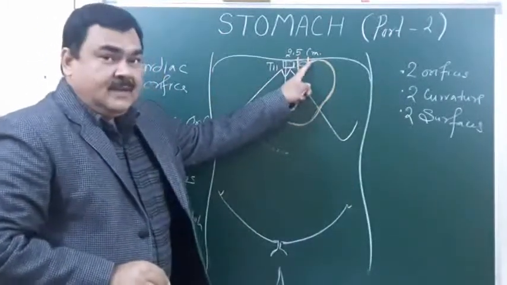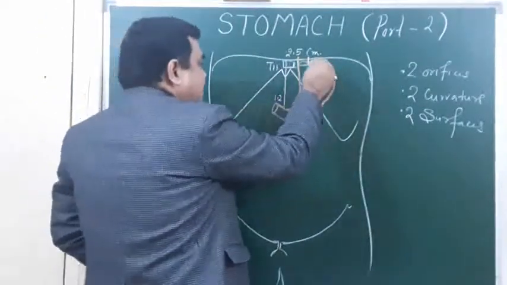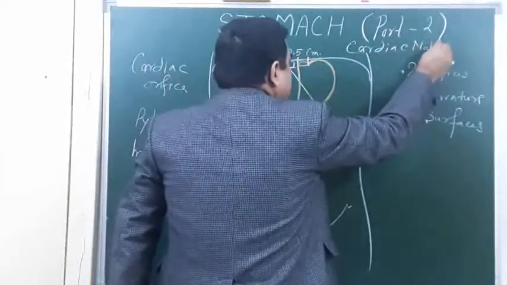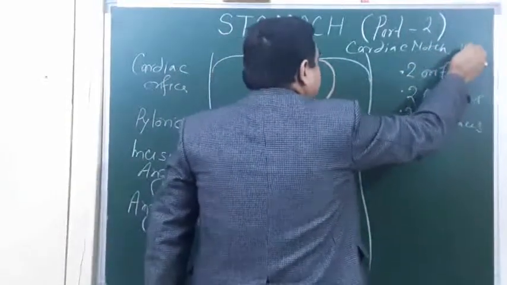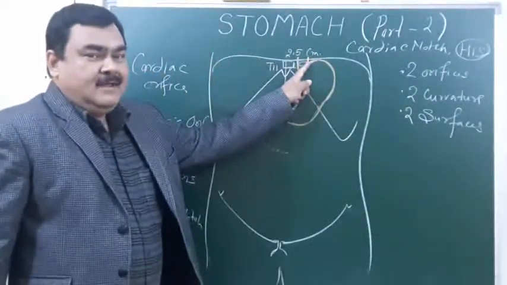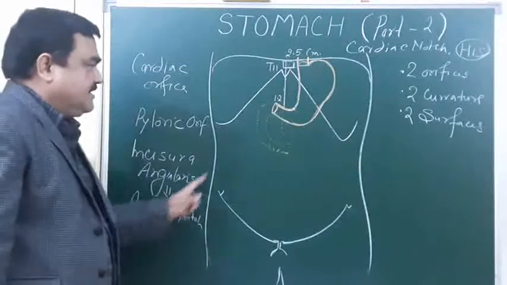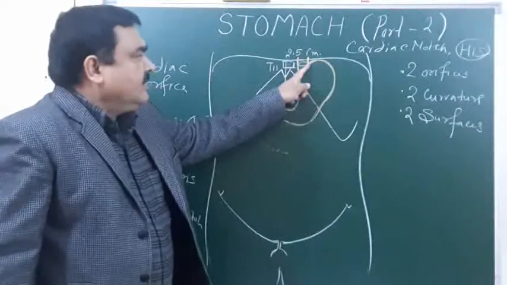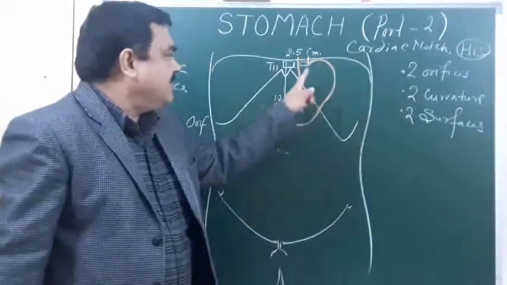Here another notch is present that is known as the cardiac notch, or angle of His. This is the angle of His or cardiac notch. So along the lesser curvature, there is the incisura angularis or angular notch present here, and along the greater curvature here, there is the cardiac notch or angle of His present.